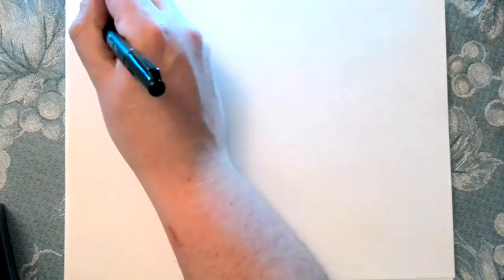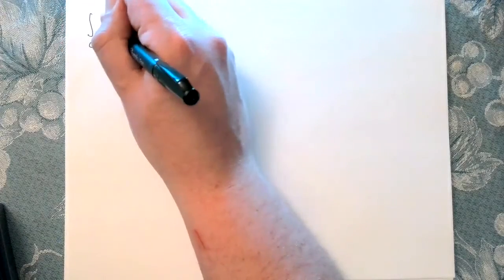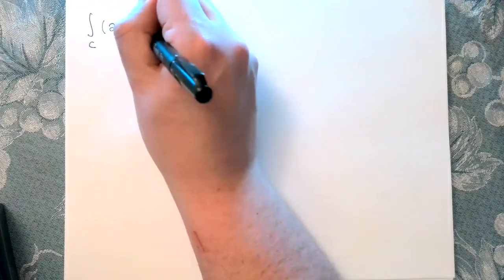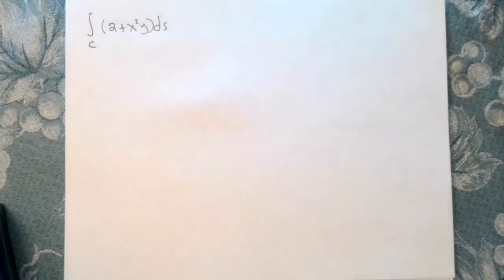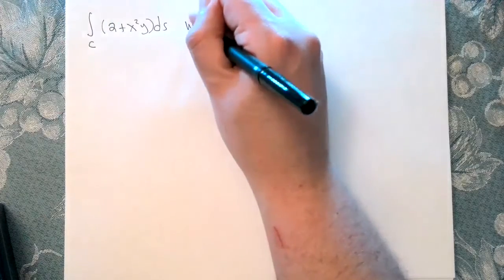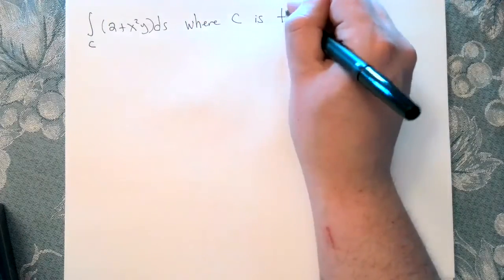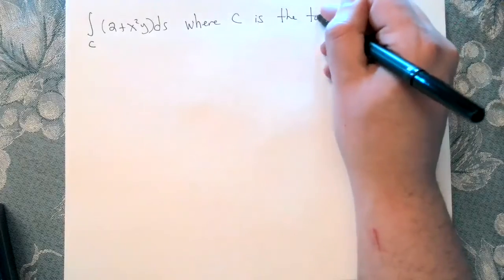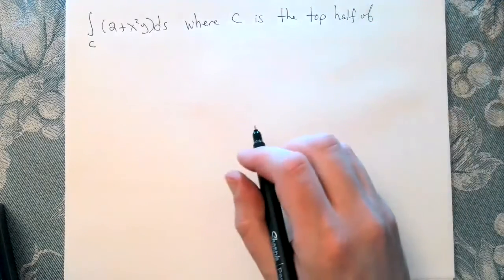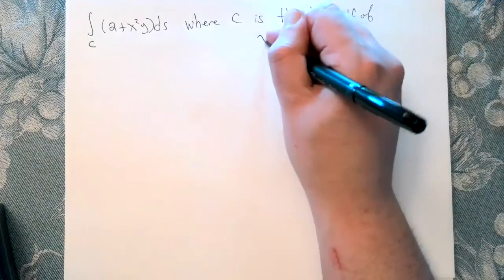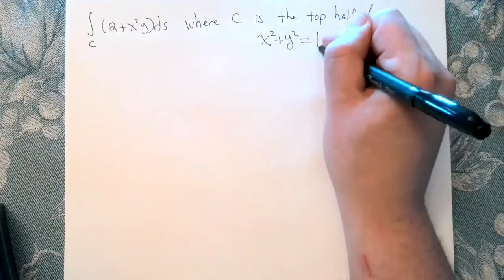So let's say we want to evaluate the line integral over C of the quantity 2 plus x squared y ds, and C is exactly the top half of the unit circle. So let's say that C is the top half of x squared plus y squared equals 1.